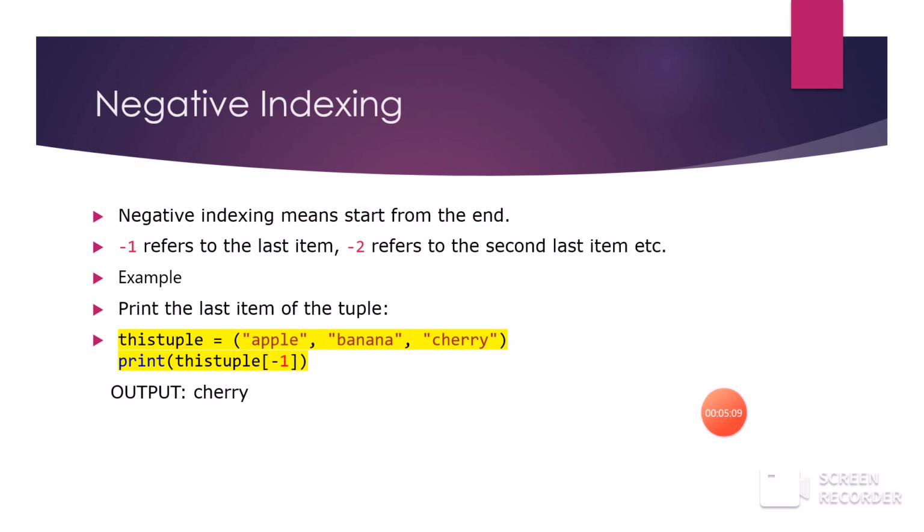Negative indexing is the same as normal indexing, but the only difference is that it starts from the end. So minus 1 refers to the last item, minus 2 refers to the second last item, minus 3 refers to the third last item, etc.